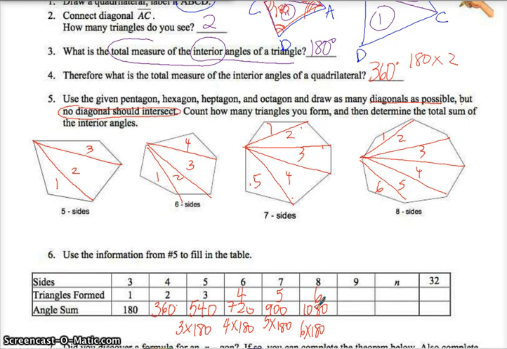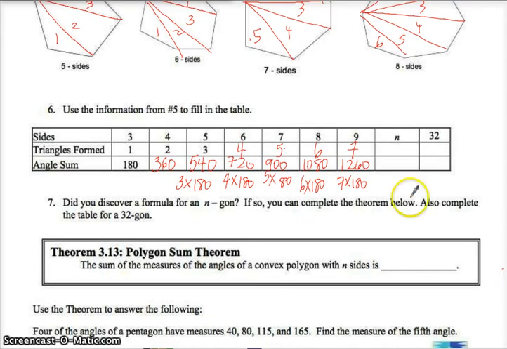So now, can you go on? Can you deduce, or what do you think, or induct? Inductive reasoning. What do you think is going to happen? So look at the relationship. There's 2 less triangles than there are sides. So this is going to be 7 times 180, which is 1,260. Okay, so that leads us to our general formula.